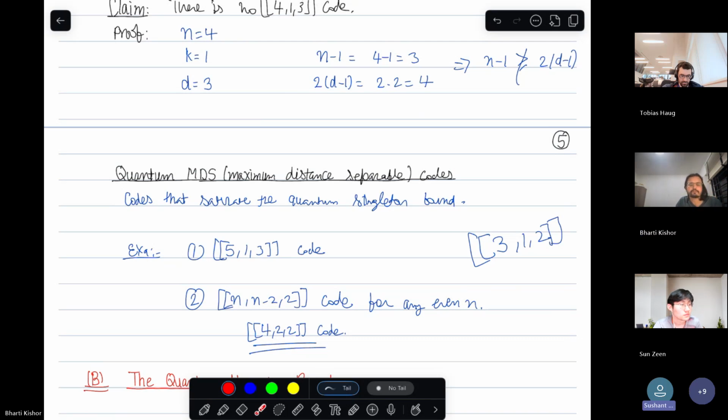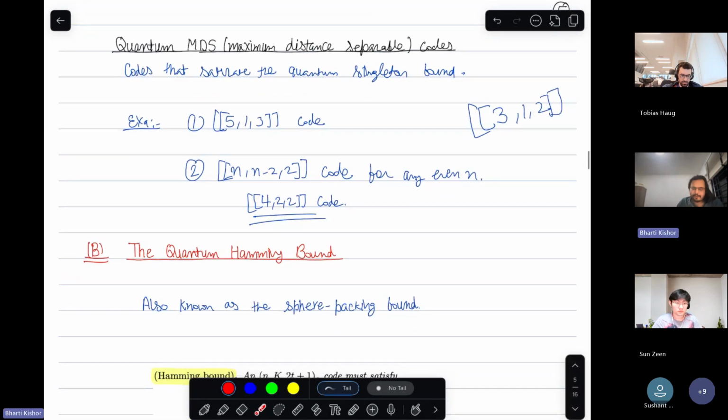Like it's an upper bound, but the upper bound may not be an achievable bound, right? Yeah. So that was the Singleton bound.